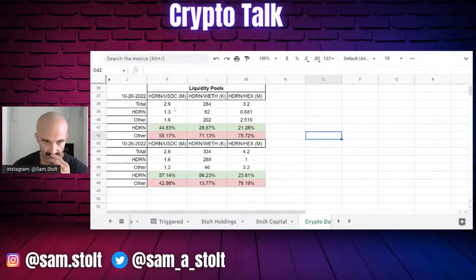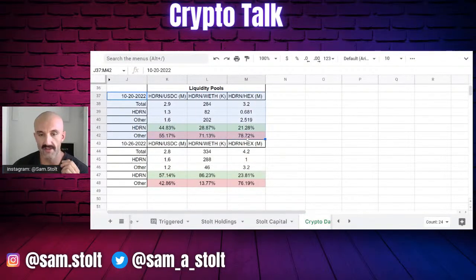Now, what do we have here? This is from the 20th of this month, so about a week ago. We have Hedron USDC, Hedron ETH, and Hedron Hex. Now, if we look at these pool sizes, we get to see that there's $6.5 million of liquidity across these three pools. Cool, right? Well, this pair is a very small pair, right? This is 284,000. These are in thousands, this pool here, and these are in millions, right? So there's 3.2 million between Hex Hedron over here, and there's 2.9 between USDC and Hedron over here. This is from several days ago.